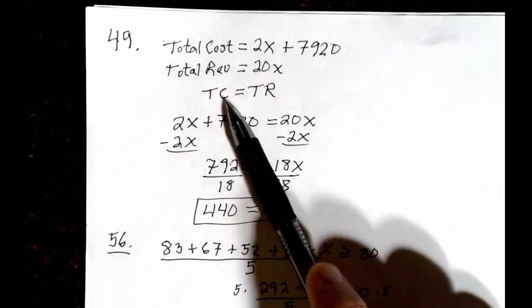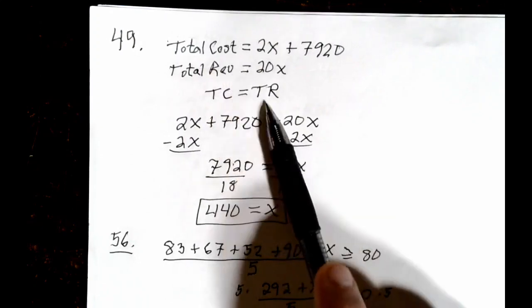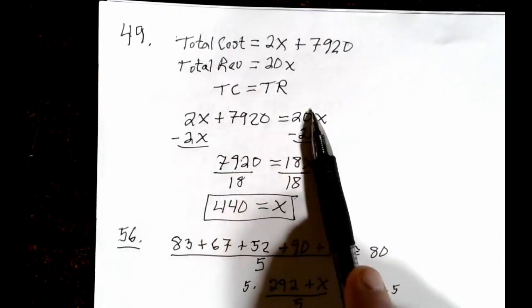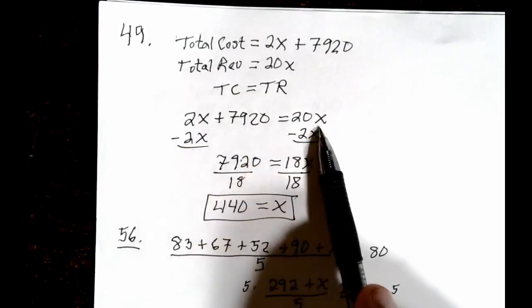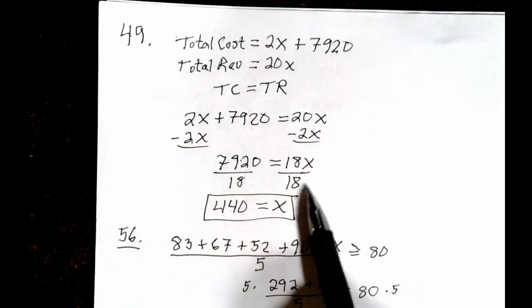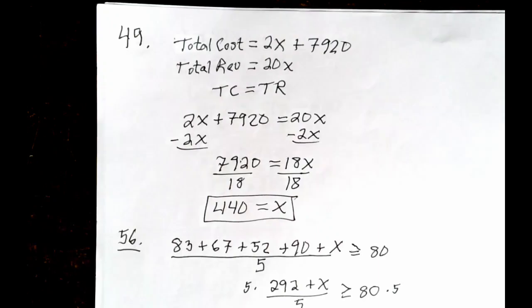Now they want you to find the break-even point when total cost equals total revenue. So you set these two equal to each other, and when you solve, I subtracted 2x, divided by 18, and I got 440.